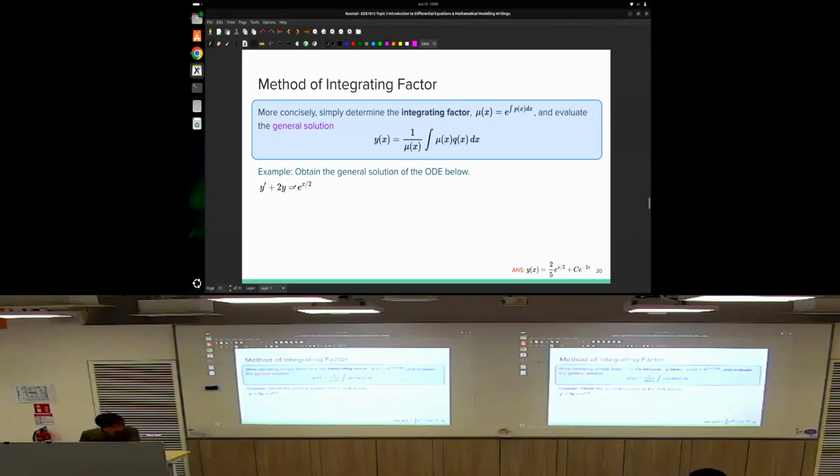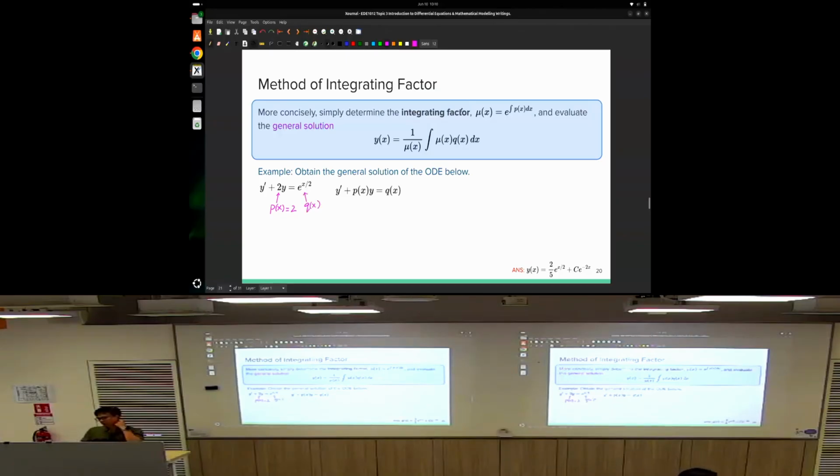So look at this, right? Is it linear? Yes. Okay, because y prime stands alone, then this y also stands alone. So therefore, what is the p of x? 2. Compare apple to apple. Okay, so p of x equals 2. Then what's the q of x? Q of x must be this e to the x over 2.